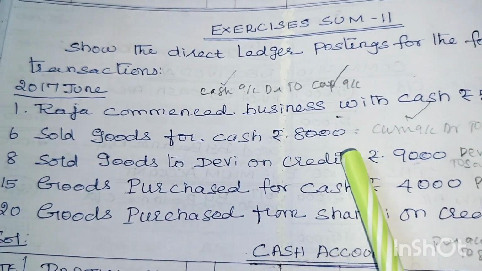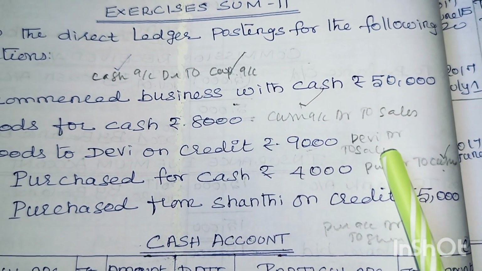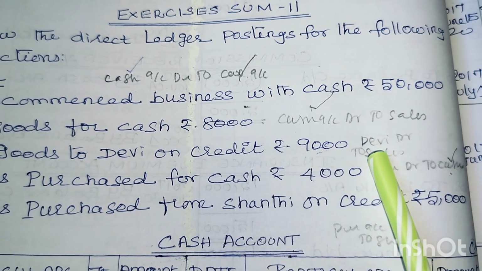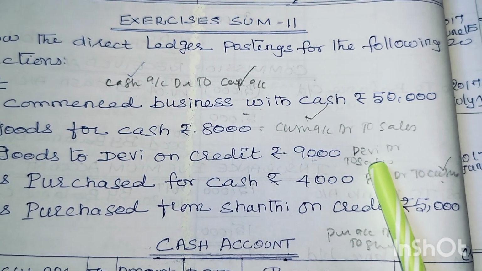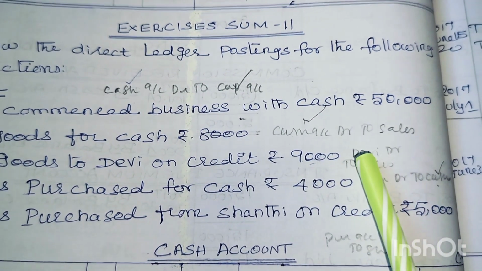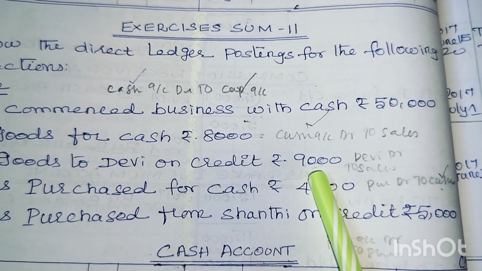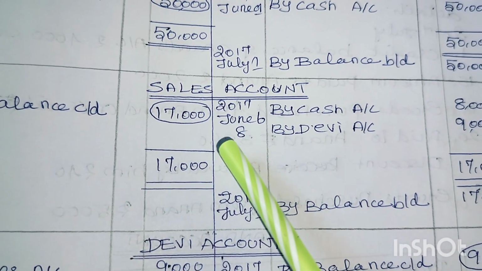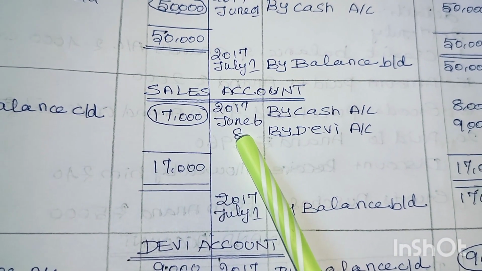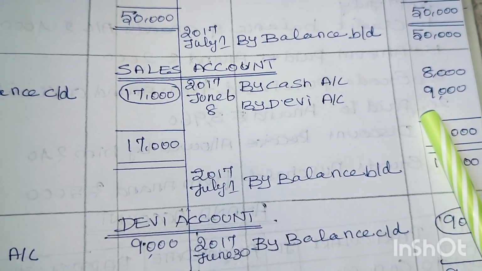On June 8, another sales transaction appears: sold goods to Devi on credit. What is the journal entry? Devi account debit to sales account. So the sales account is credited. So we go to the credit side. What is the opposite account to be entered? By Devi account, right? By Devi account, how much? 9,000 rupees. So we come to the credit side, dated June 8, by Devi account, 9,000 rupees entered in the amount column.